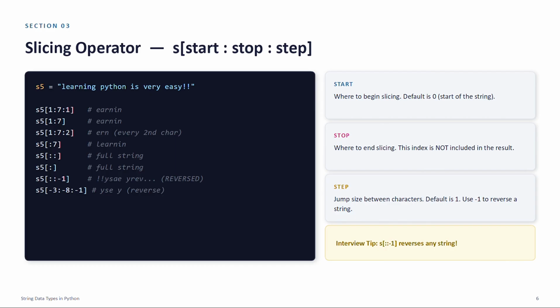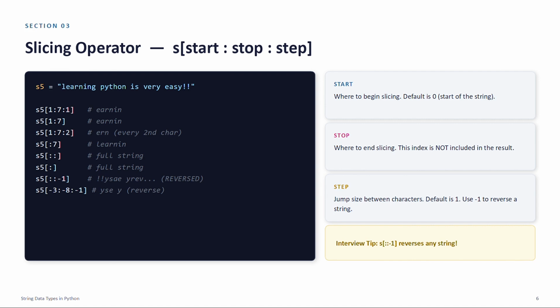Now in the third example, s[1:7:2] means it starts from 1, it will stop at 6, and the step between the characters that we are moving is 2. So E should be there, after that 2 characters will be cut off, then R should be there, 2 characters cut off, then N should be there. So here we are using the step as 2. Next one is s[:7]. Here we are not providing any starting value, so by default it starts from index 0. It will end at index 7 minus 1, so it will show only Learning as the output.